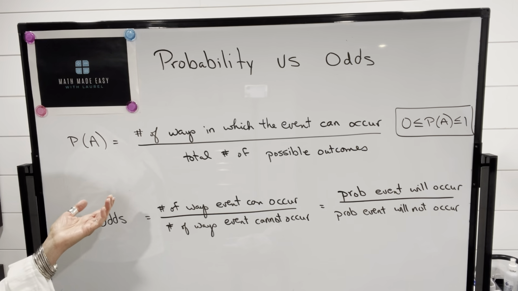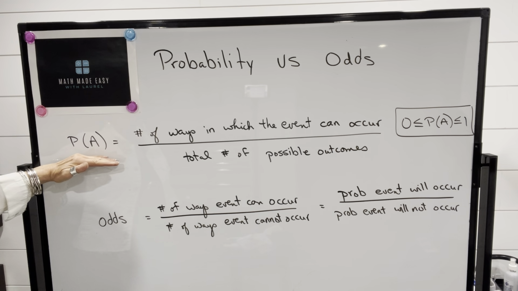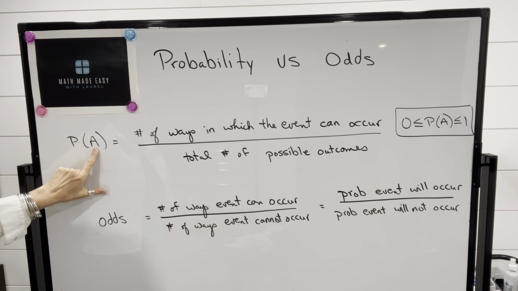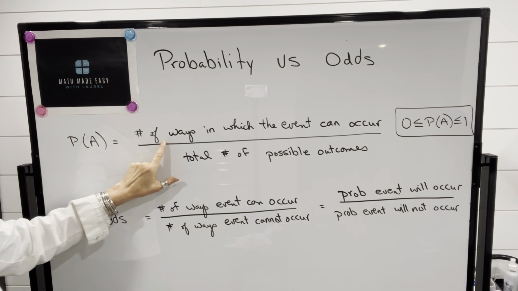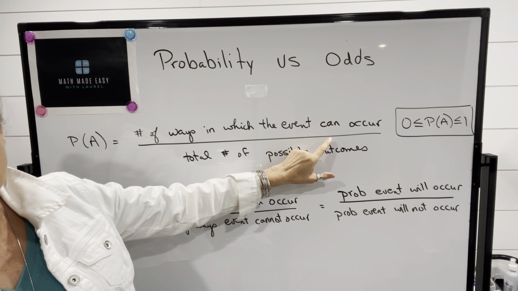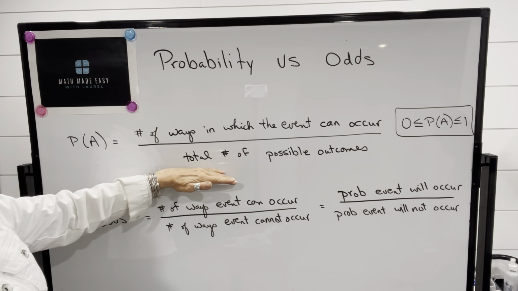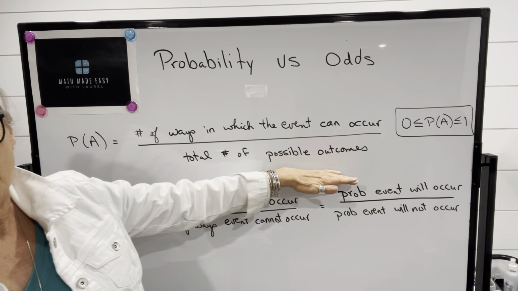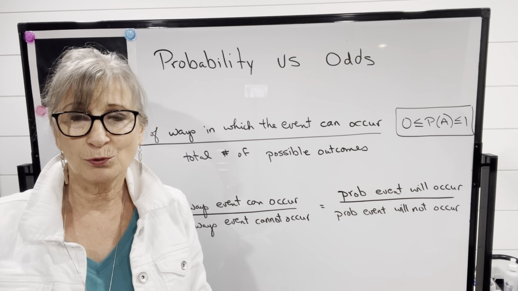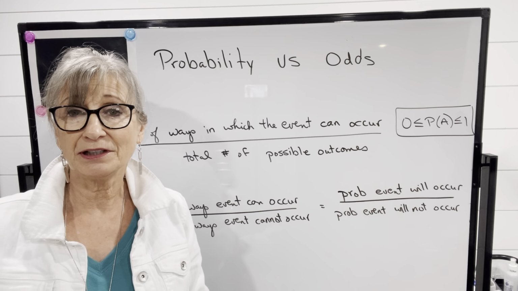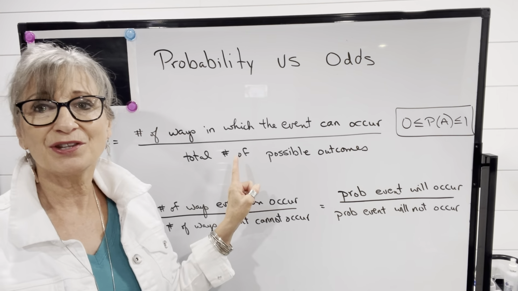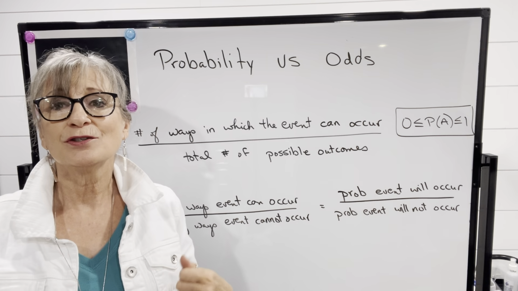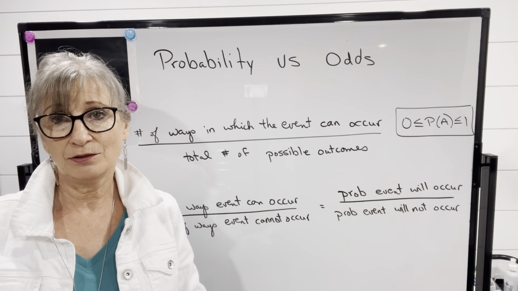We talked in the last video about the definition of probability. If we look at an event called A, the probability of it happening can be calculated by taking the number of ways in which the event can occur and dividing by the total number of possible outcomes. For example, if we're rolling a die and we want to know the probability of rolling a 3, there's one way to roll a 3, but there are 6 possible outcomes. So the probability would be 1/6.